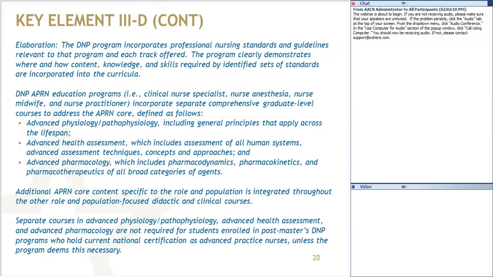If you go to slide 20, again, you see the same iteration: if your DNP program is an APRN-focused program, the statement around the three P's and the requirements for the three P's are identified there. Separate courses in advanced physiology, pathophysiology, and advanced health assessment are not required for post-master's DNP programs where people are already certified, unless the program decides that's what it wants to do.